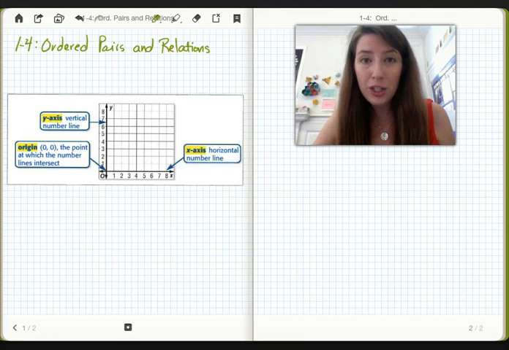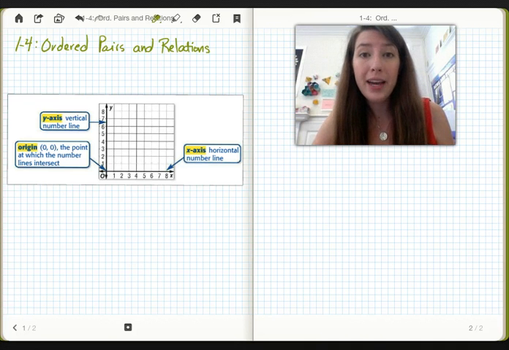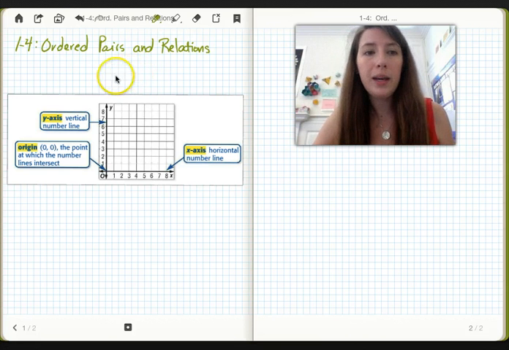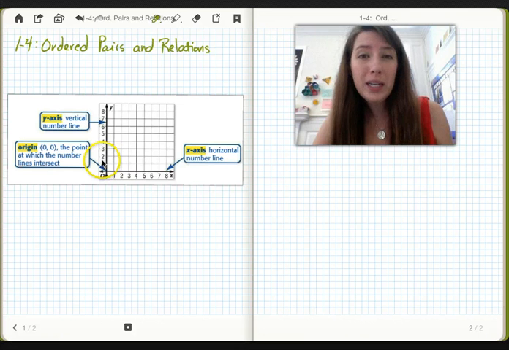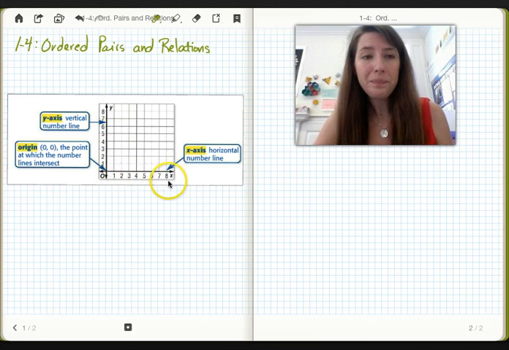So the first thing you should do is to go ahead and write down the title of this section. So it is 1-4, ordered pairs and relations. We're going to delve into some graphing. The first thing we need to do is just identify different parts of the first quadrant of a coordinate plane.